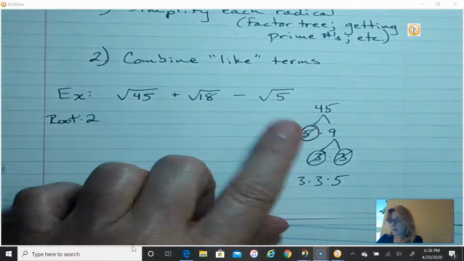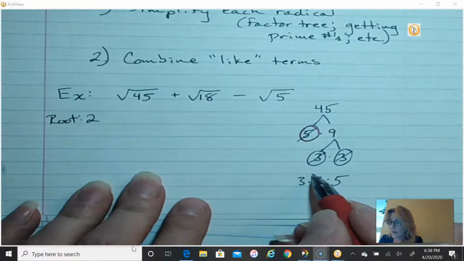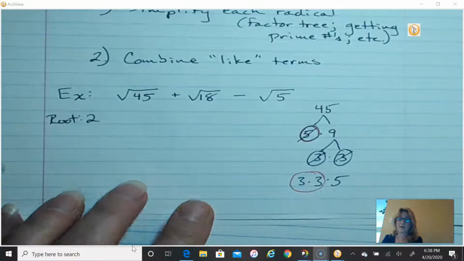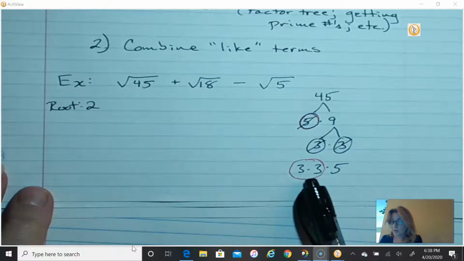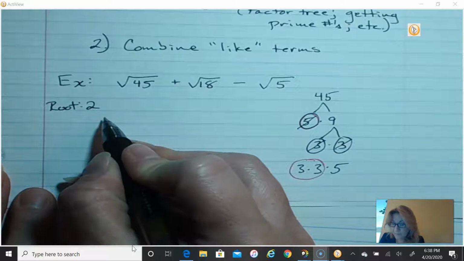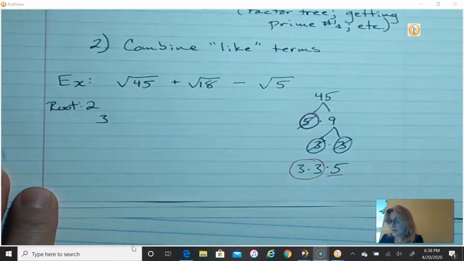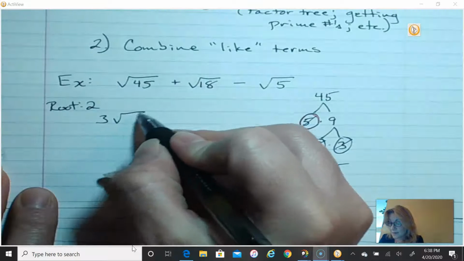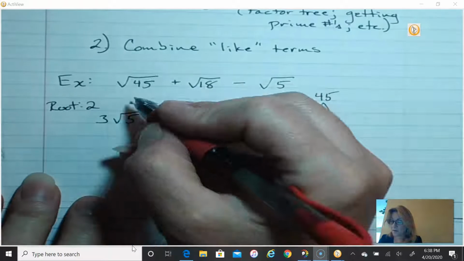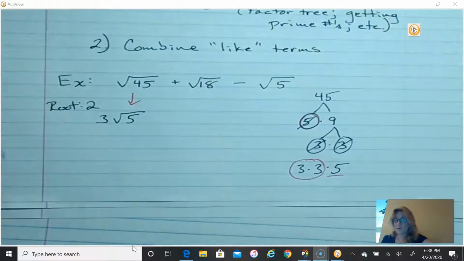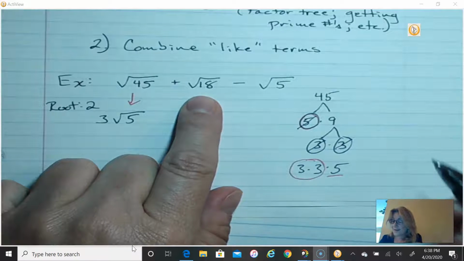So I'm going to go back to my 45. See, I did the factor tree? We're simplifying it out. And I'm circling my pairs of 2 numbers. Remember, this goes on the outside, and what's left over goes on the inside. Okay? So notice I've turned the square root of 45 into 3 times square root of 5. Okay, so now let's do 18.